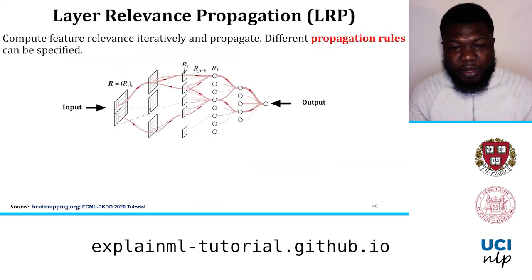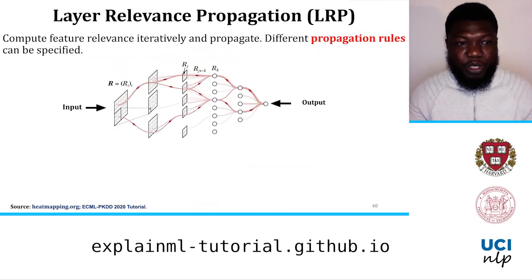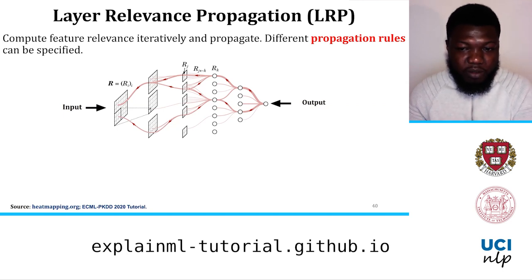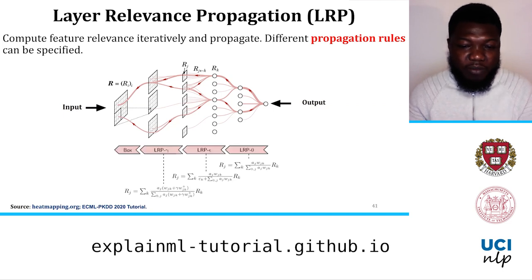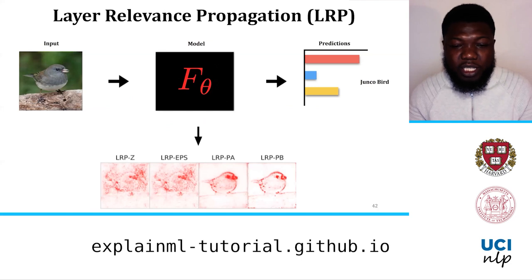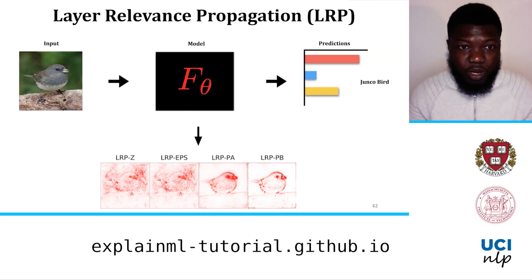Another category of methods that belongs in the modified backprop approach is layer-wise relevance propagation. This is a family of methods that decompose the output, which you can think of here as the logit, iteratively via backpropagation all the way to the input. Like I mentioned, what is different about those approaches is they specify a variety of rules for how you actually backpropagate relevance from the output all the way to the input. And each different rule actually gives you a different saliency map. We're showing four different rules here: the Z rule, the epsilon rule, and two other rules as well.